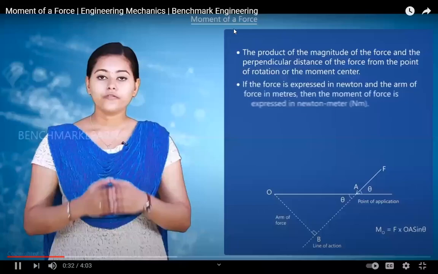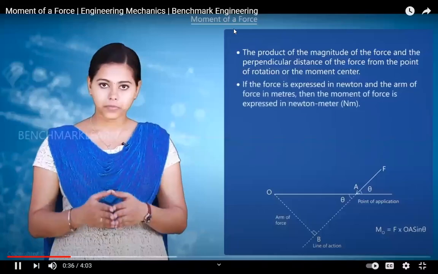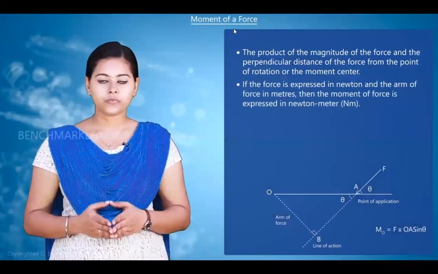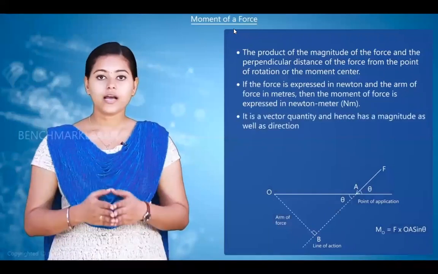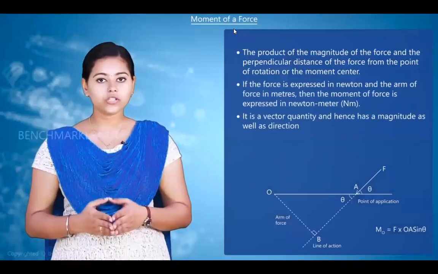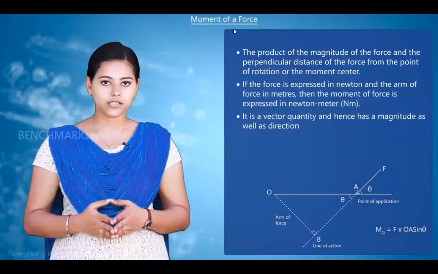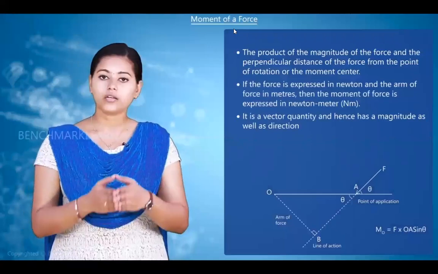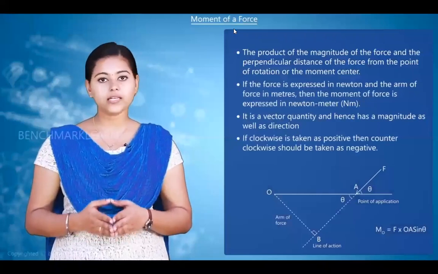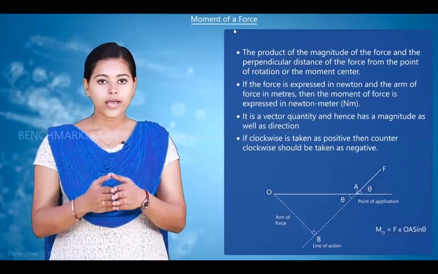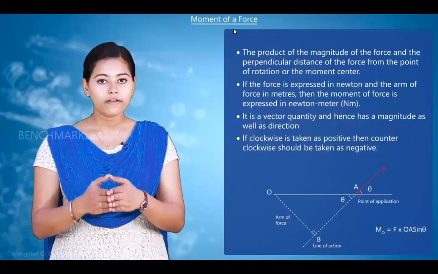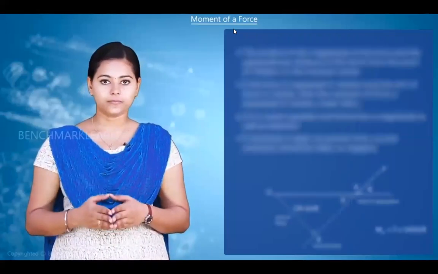If the force is expressed in Newton and the arm of force in meters, then the moment of force is expressed in Newton meter. It is a vector quantity and hence has a magnitude as well as direction. Depending upon the position of the force and the moment center, the direction would be either clockwise or counterclockwise. If clockwise is taken as positive, then counterclockwise should be taken as negative. So, MO is equal to F into OB, that is equal to F into OA sin theta.